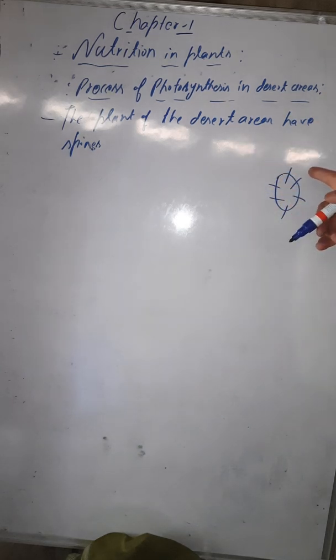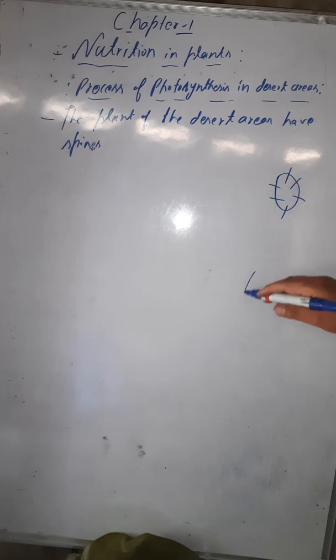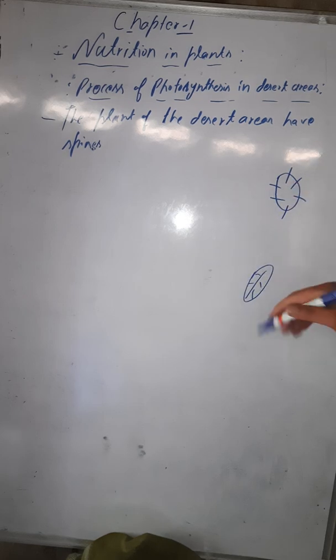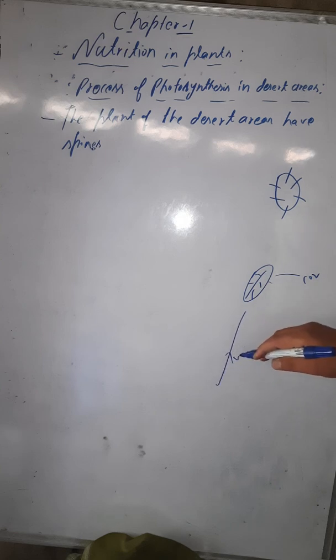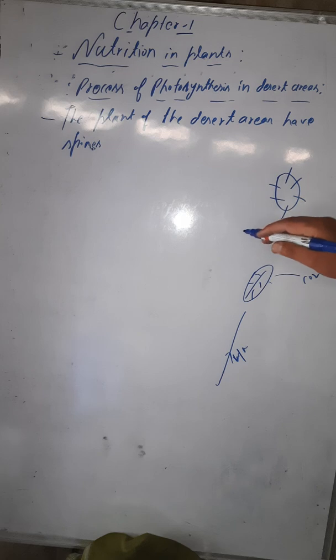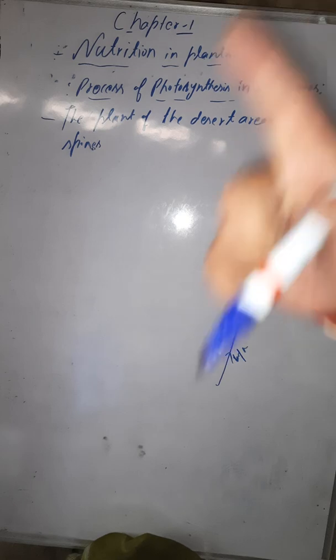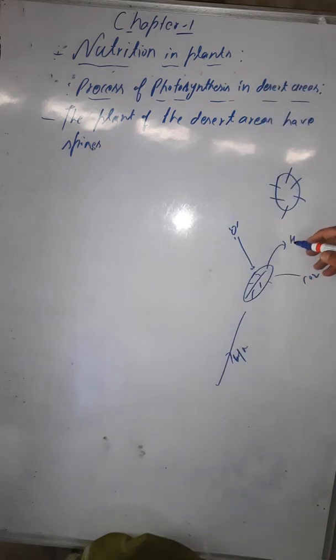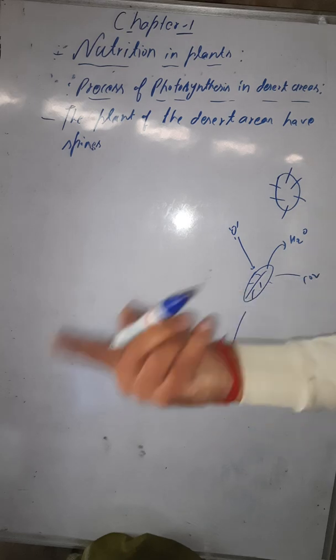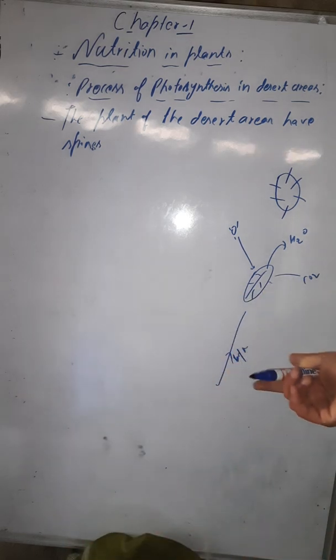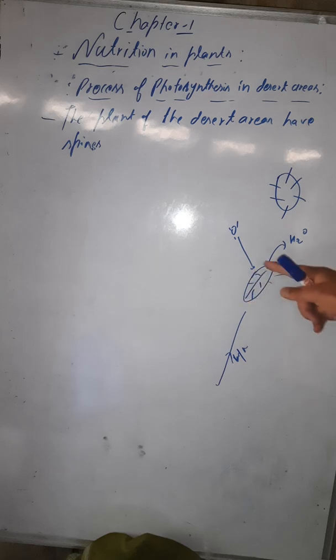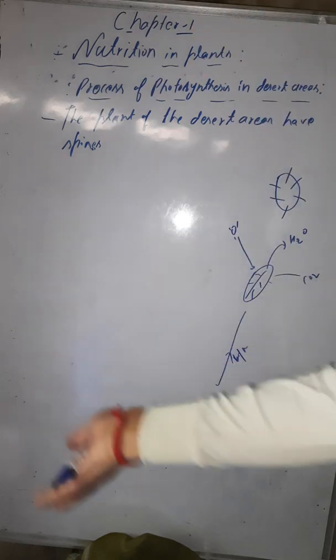S-P-I-N-E-S. Have spines. Why do they have the spines? If they would be having flat leaves like we have here right now, these flat leaves are taking carbon dioxide, water and minerals, and sunlight, and they are making their food. But at the same time they are giving out water also. This process is known as transpiration. Transpiration means the process through which the leaves are giving out water.